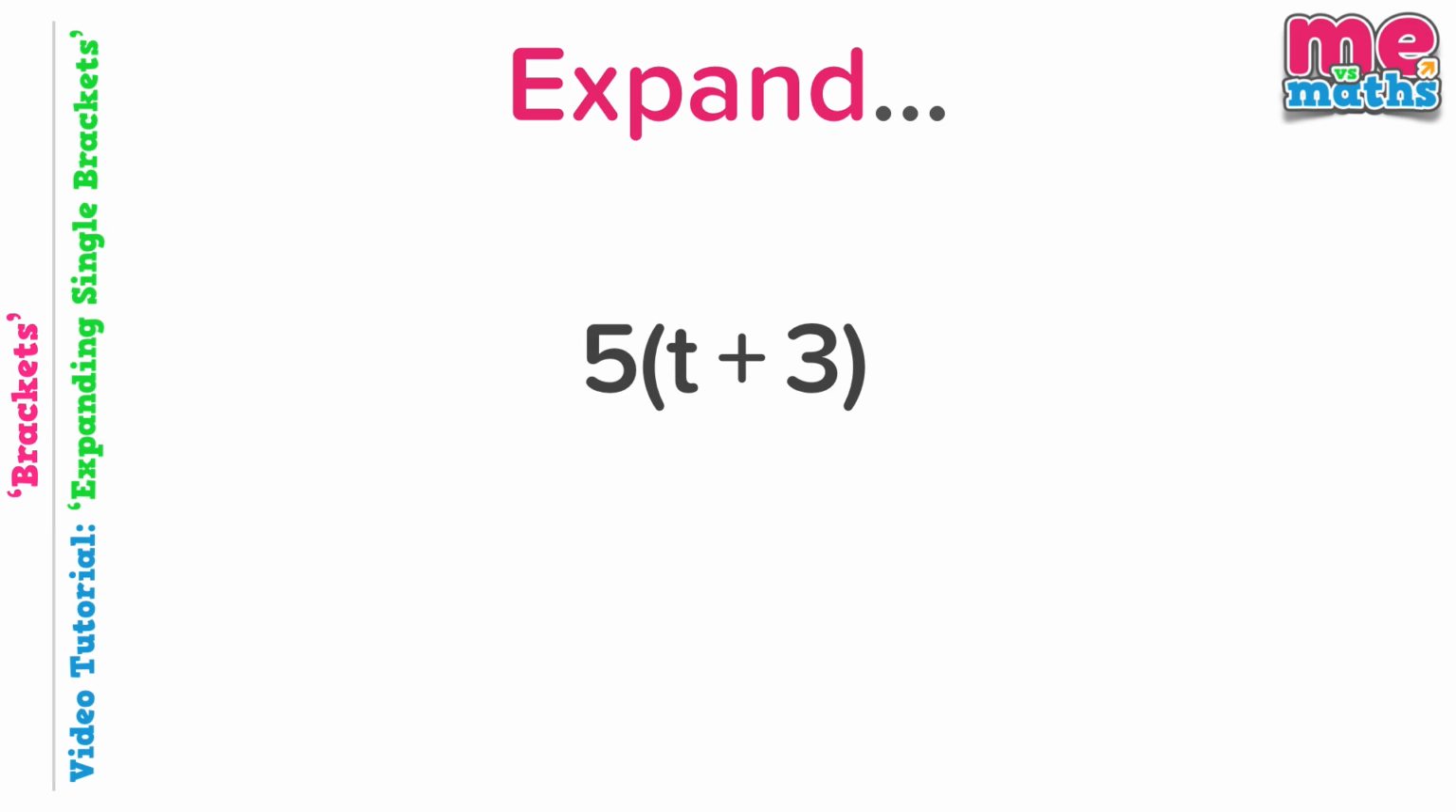Here we're asked to expand 5 in brackets t plus 3. This means multiply the 5 because it's attached to the bracket by everything that is inside that bracket. So first we need to multiply 5 by t. 5 times t is just 5t. And next we need to multiply 5 by the 3. 5 times 3 is 15, and as it's positive 15, we write plus 15.